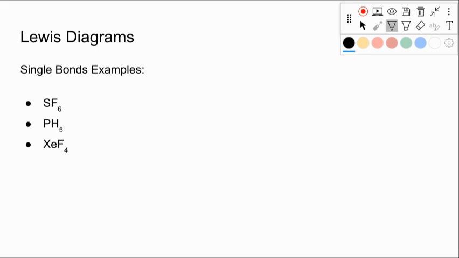An expanded octet means that you have more than 8 valence electrons around the central atom. So my first example here is SF6. If I draw sulfur's dot diagram, it's in group 16, so it has 6 valence electrons. Normally, I'm going to have my 4, and come back around with 2, so I only have 2 places it can bond. If I have 6 fluorine, that doesn't work out.